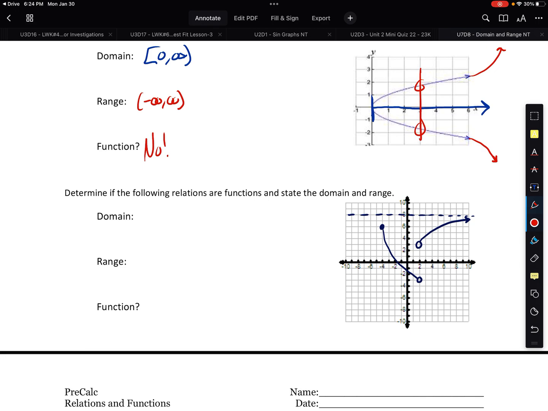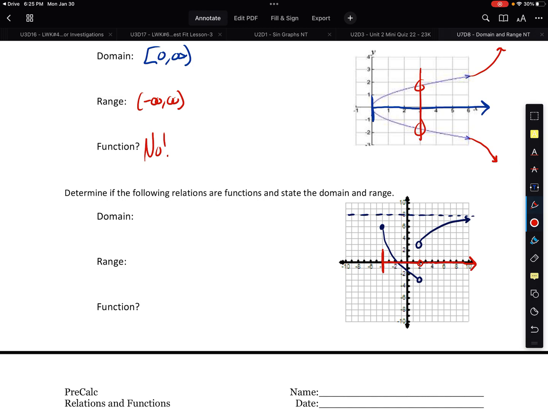Domain, looking for my first x value. My first x value is at -4. Everything's covered. At 2, I have an open circle at (2, 3) and an open circle at (2, -3). So technically, my domain does not exist at 2. But right after 2, we pick back up and do the arrow. I go forever that way.